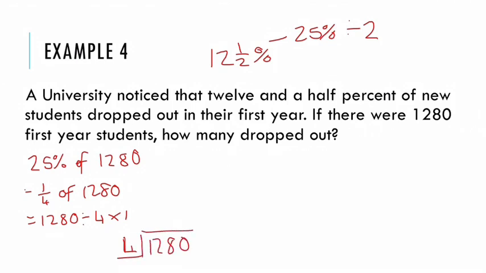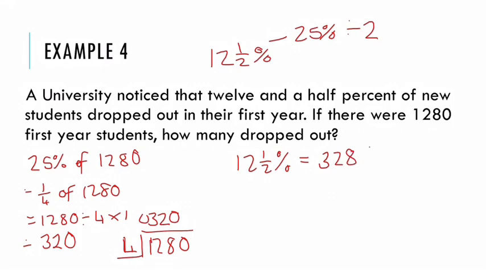4 does not go into 1, so we carry. 4 goes into 12 3 times, 4 goes into 8 twice, and goes into 0 0 times. So our answer here is 320. Now to get 12.5%, we are going to take our 320 and divide it by 2, which is going to give me 160. So our final answer is 160.